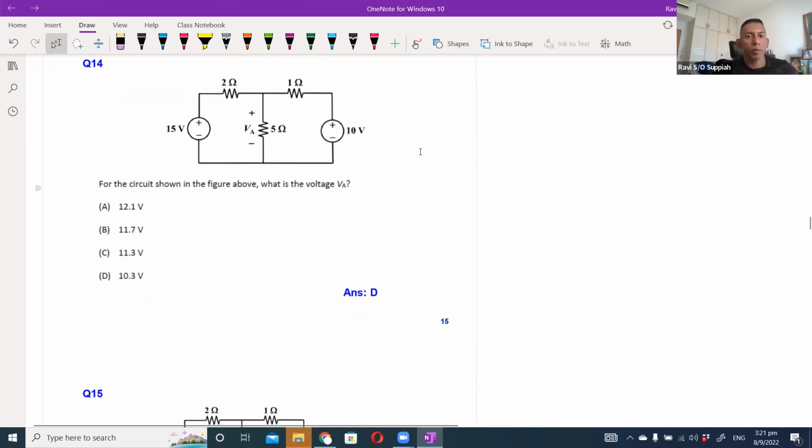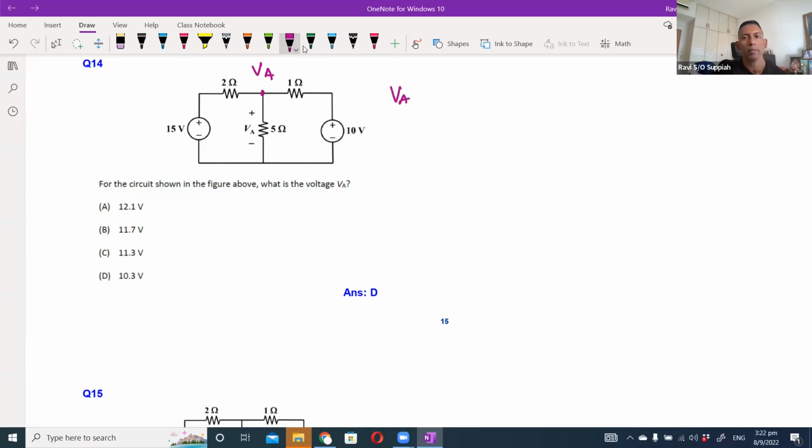Okay, question 14. What is the voltage VA? To solve this, you can again use Thevenin's equivalent, or you can use node analysis, up to you. If I use node analysis, I can say this is your VA. And I can express it as all the current either going in or going out to be equal to 0.